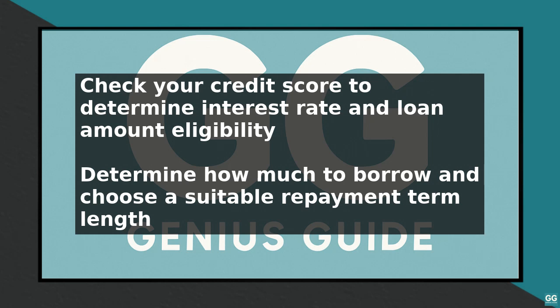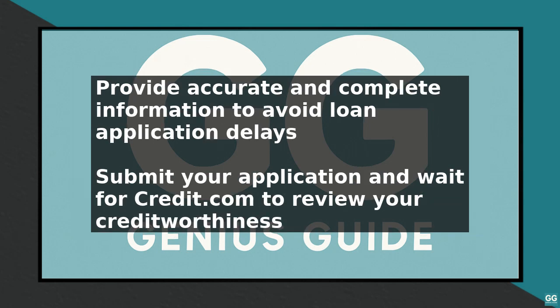Credit.com offers installment loans with varying repayment terms, so it is crucial to choose a term that fits your financial situation. A longer repayment term may lower your monthly payments, but you will pay more in interest over the life of the loan. When applying for a Credit.com installment loan, make sure to provide accurate and complete information. Inaccurate or incomplete information can lead to delays or even loan rejection. Once you have submitted your application, Credit.com will review your creditworthiness and provide you with a loan offer.